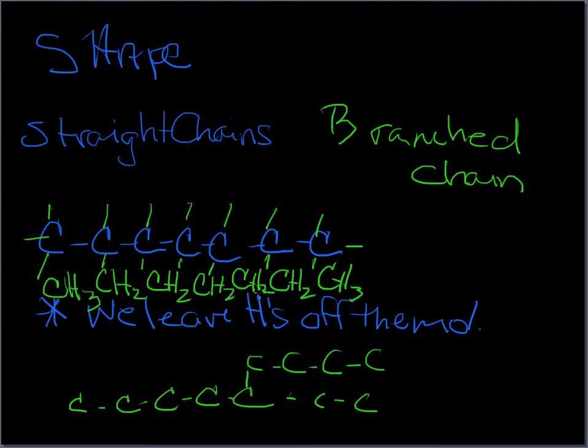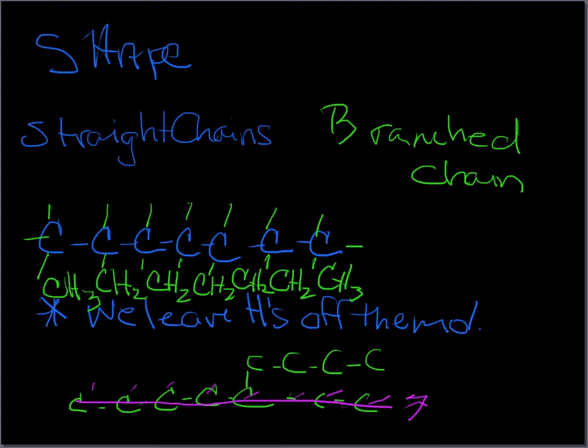The trick is finding the longest carbon chain to know what's the difference between the branch and the main chain. So, for example, if we were to look at this chain of carbons, you'd see there's 1, 2, 3, 4, 5, 6, 7 carbons in that chain.